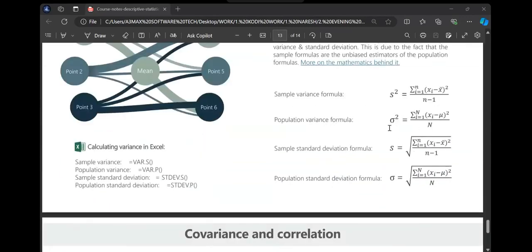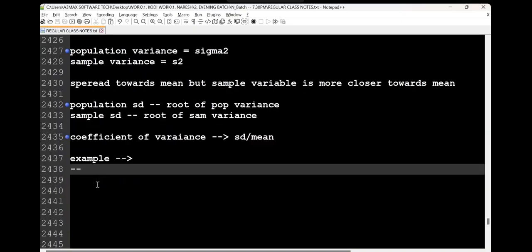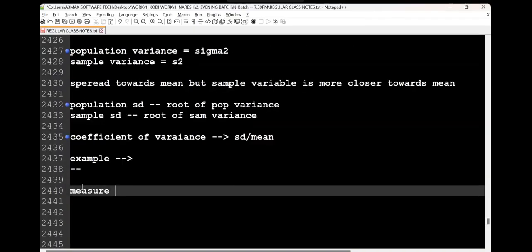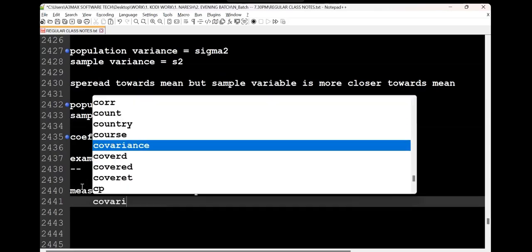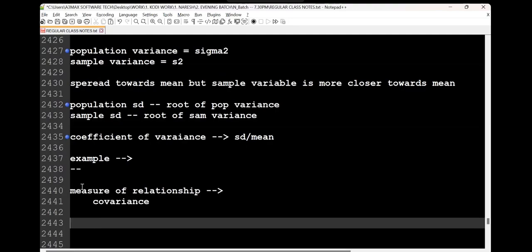See the formulas: S square, covariance, correlation. Now the last part of descriptive statistics is measures of relationship. In measures of relationship, we have a concept called covariance. In EDA, we learn correlation, right? How many types of correlation? Positive, negative, and no correlation, isn't it? Positive, negative, and no correlation.